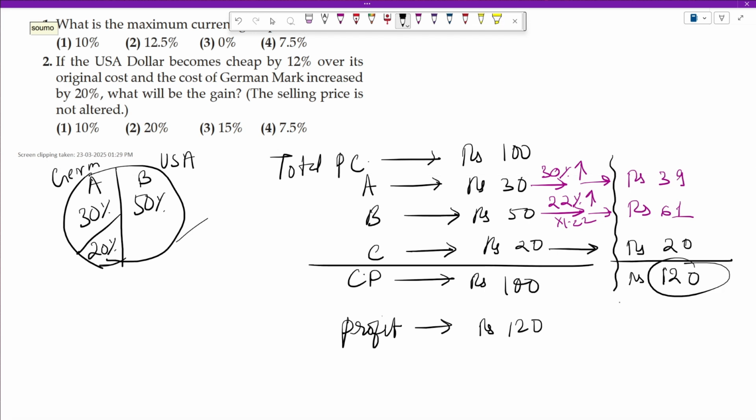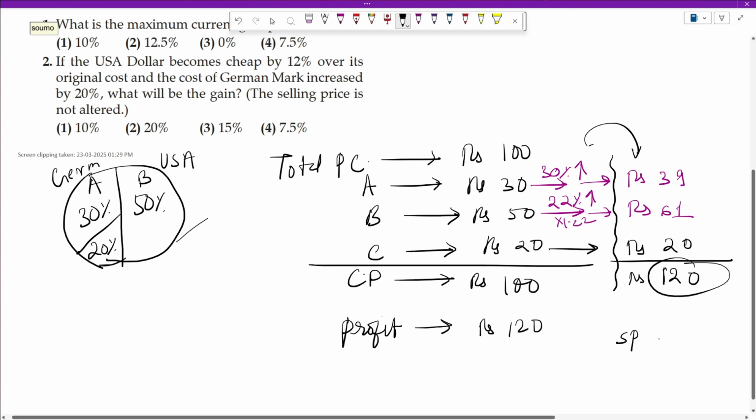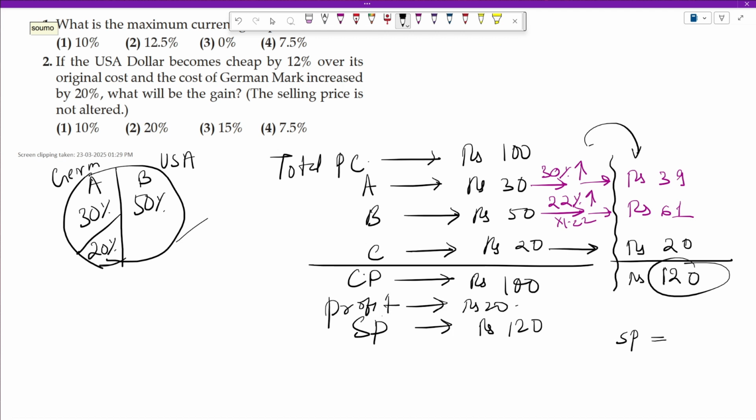This is the current cost price, right? After the increment, decrement, whatever has happened. So the maximum the selling price will be, this is the selling price. You can say the profit is 20 rupees. So 10% would be 12. So 132. That is the maximum selling price that it can go up to.